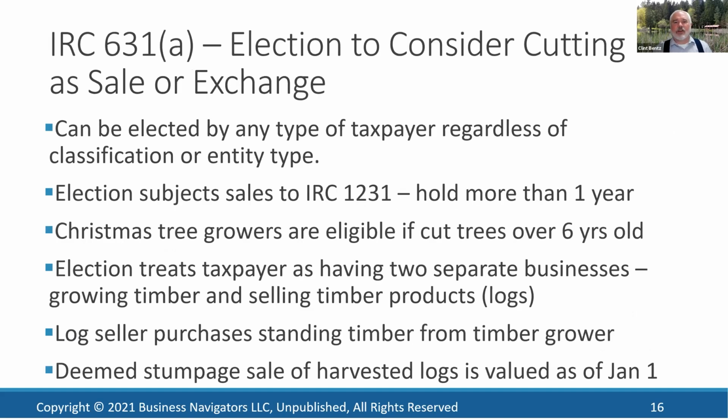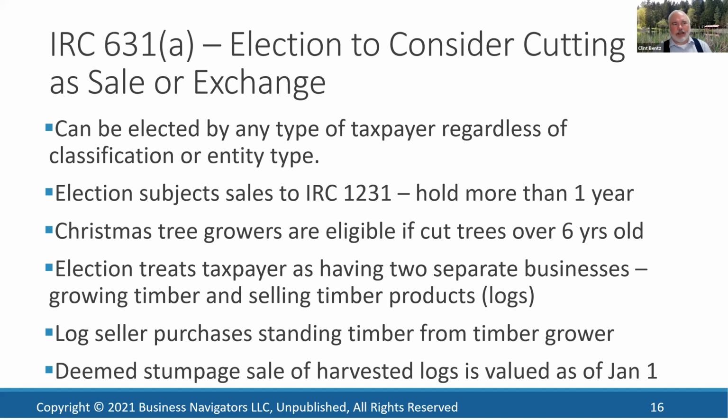This is the election to consider cutting as a sale or exchange. 631A can be used by any type of taxpayer, regardless of your classification, regardless of your entity type. So 631A can be used by S Corps and by partnerships. It doesn't make sense for C Corps because C Corps do not have capital gain treatment. All their income is just taxed at now 21%. Doesn't matter what kind of income it is or where it comes from, it's all taxed at 21%. So there's no differential between ordinary income and capital gains for a C Corp.